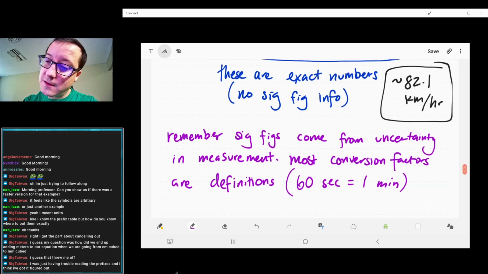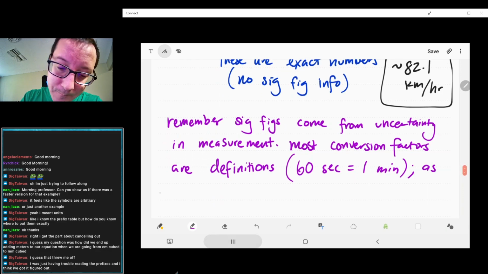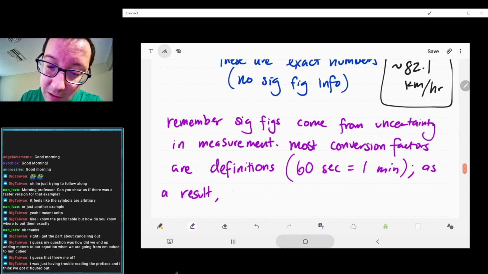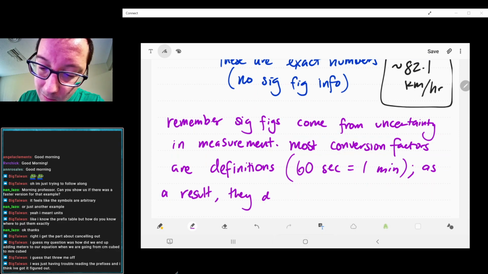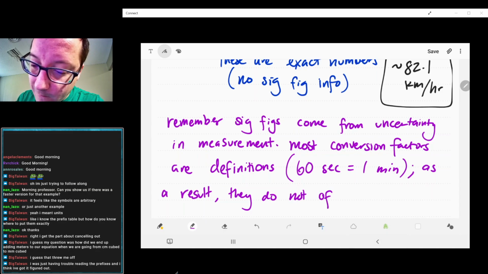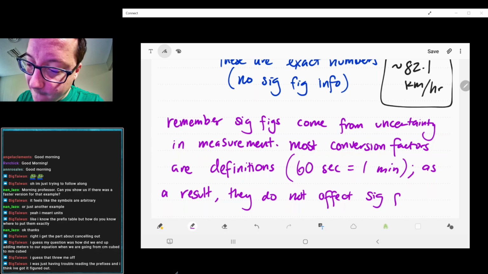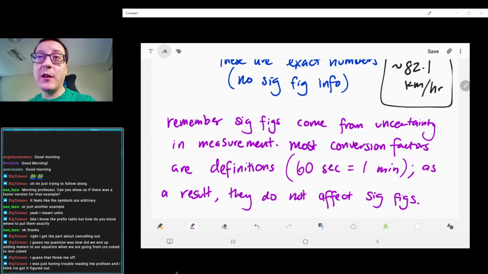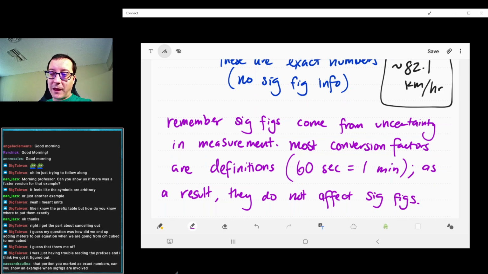As a result, many conversion factors will not affect your Sig Figs because they are definitions. Nobody's going to say, well, there's only 2 Sig Figs in that 60 seconds. Or rather, 1 Sig Fig, I guess, as written. That would just be kind of pointless, right? We're not basing our conversion on any sort of measurement. We're basing it on definitions.